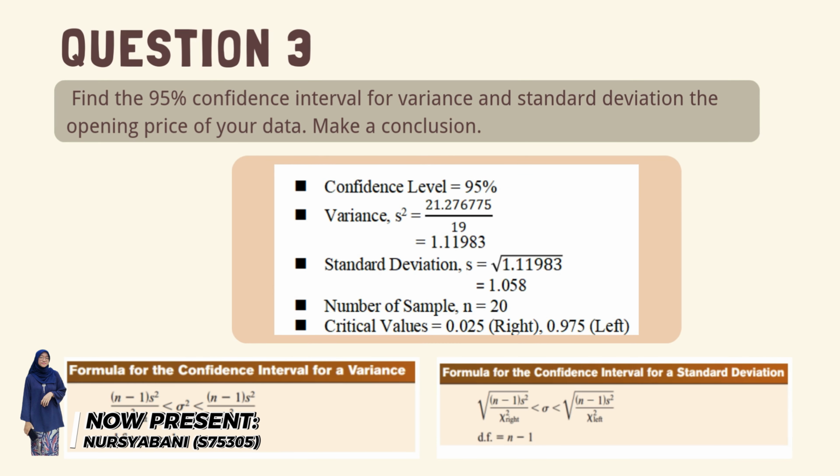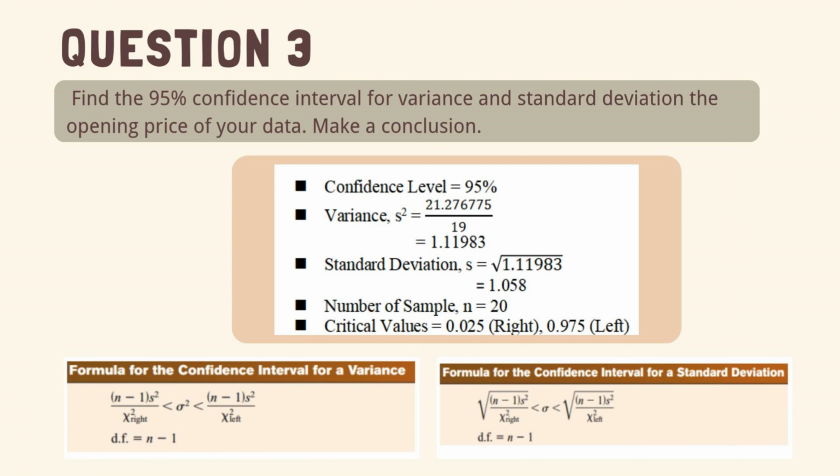Now, let's move on to question 3. In question 3, we need to find the 95% confidence interval for variance and standard deviation for the opening price data. Then we need to make a conclusion for the calculation. We have the confidence level, which is 95%. Then the variance is 1.11983. The standard deviation is 1.058. The number of samples is 20. And the critical values from the table are 0.025 from the right and 0.975 for the left.